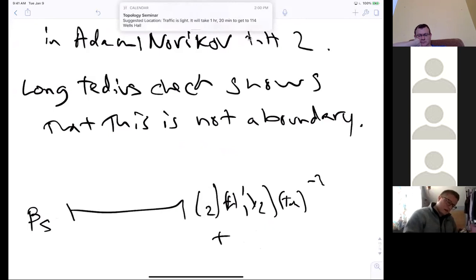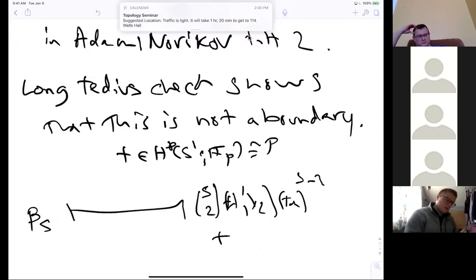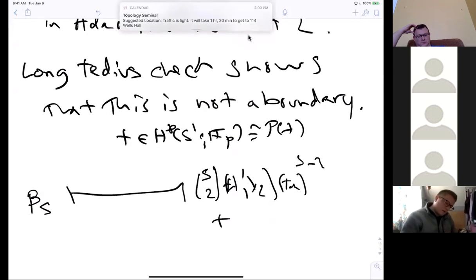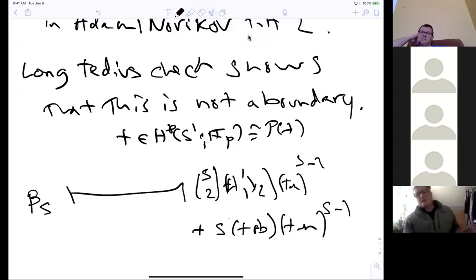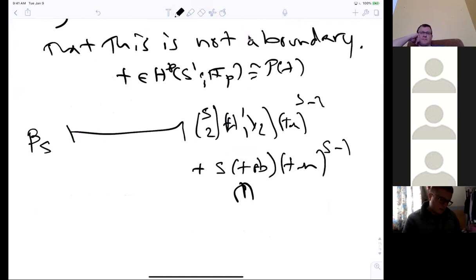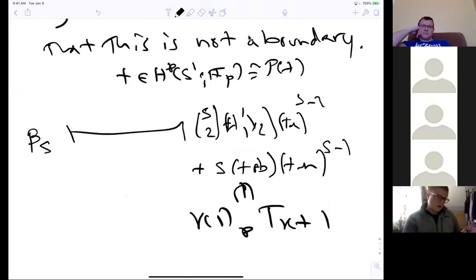So this T here is going to be the generator of the cohomology of S1, where you regard it as a group. So this is polynomial on T. It's the cohomology of CP infinity. Right? Okay, so then we have this plus S T sigma B times T mu to the S minus 1. So that's the actual element that it maps to in V of 1 star T K plus 1.